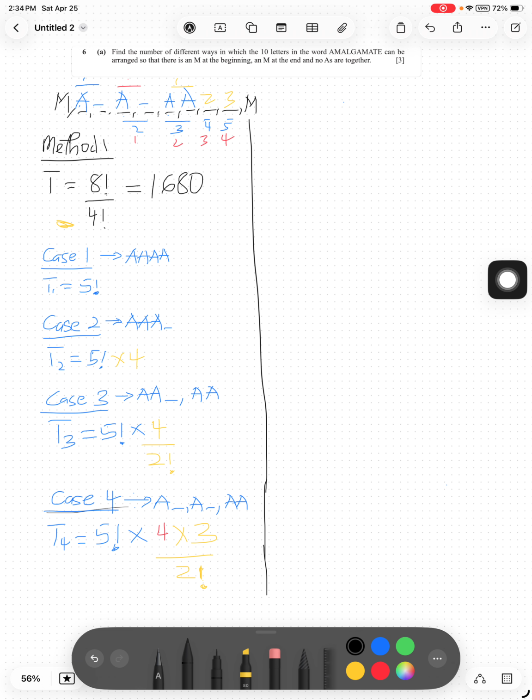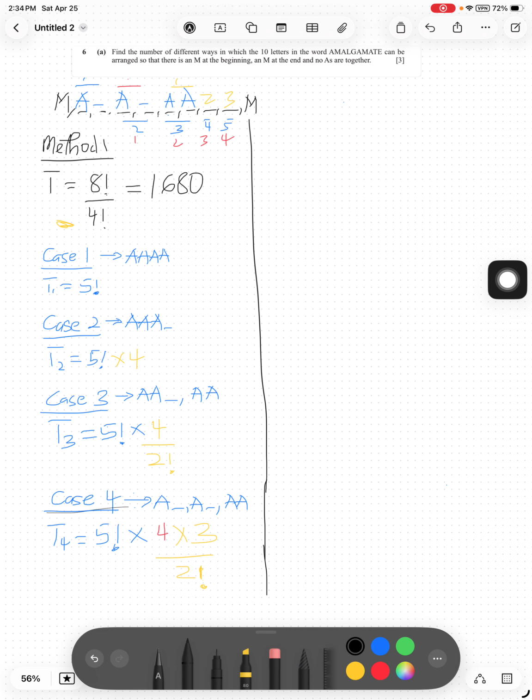Okay. Now that we have all these cases, what we're going to do is add the 4 cases and subtract from the T, and that will give us the number of ways we can arrange this word with the A's not sitting together, right? We have the 4 cases which indicate the A's sitting together. So we're going to subtract from the number of ways we can arrange 8 distinct letters in this manner. Then that will give us the number of ways where we can do the same arrangement but with the A's not sitting together.